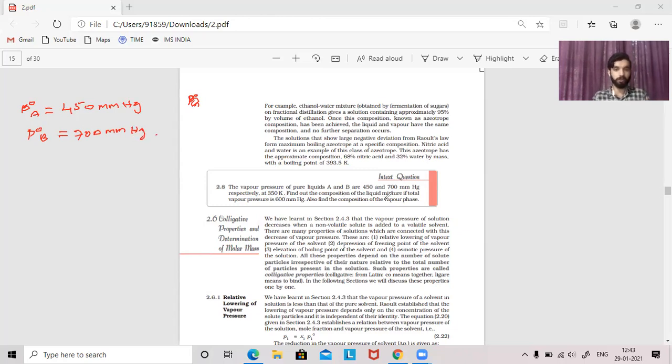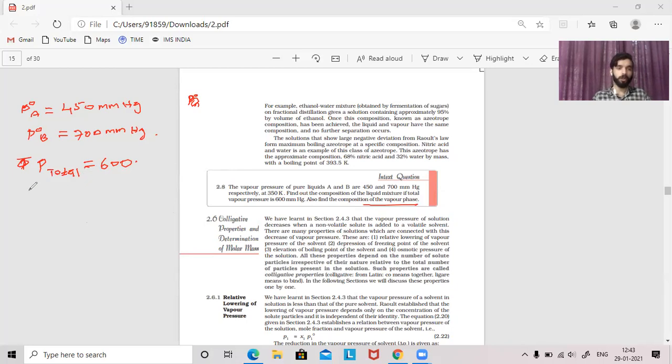Find out the composition of the liquid mixture if the total vapor pressure is 600. Okay, so the total vapor pressure P total is 600. We are asked to find out the composition of the liquid mixture. Also find the composition in the vapor phase. So we have to find the composition in the liquid, that is chi A and chi B. Also we have to find the composition in the vapor phase, Ya and Yb.